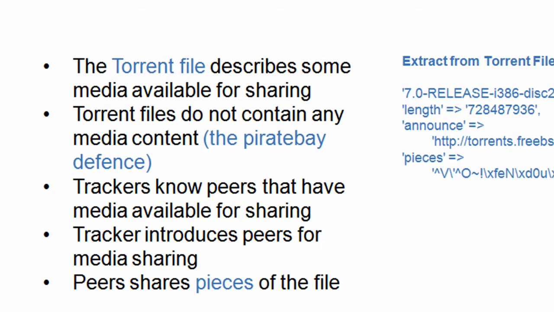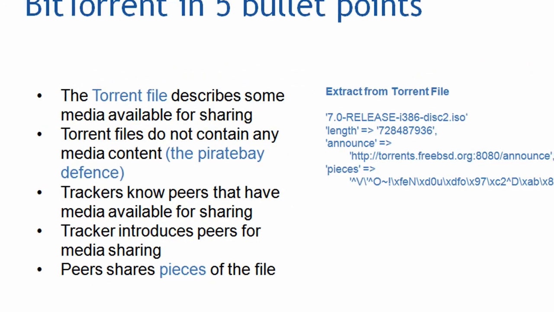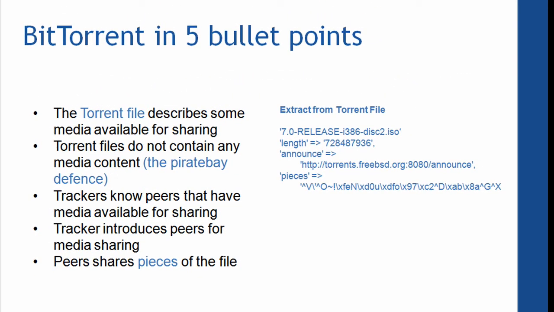So the first thing about the whole BitTorrent thing is that it starts with these torrent files. The torrent file describes some media available for sharing. It does not contain any media content. And this was the whole Pirate Bay defense. Trackers know peers that have media available for sharing, and we'll come to trackers later on, in just a couple of minutes. And they introduce peers for media sharing. Peers are the clients that share pieces of the file.